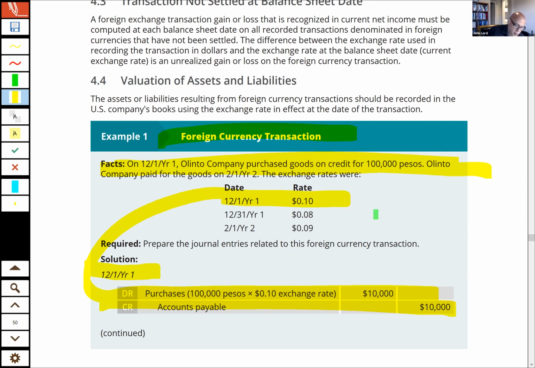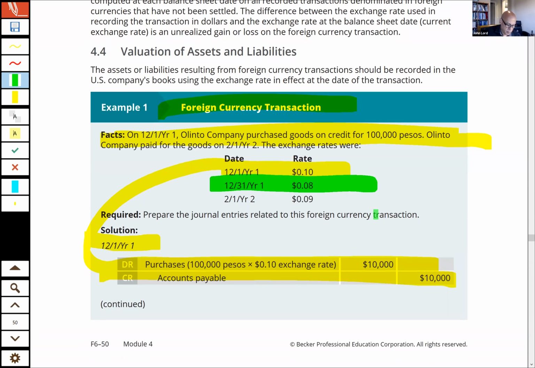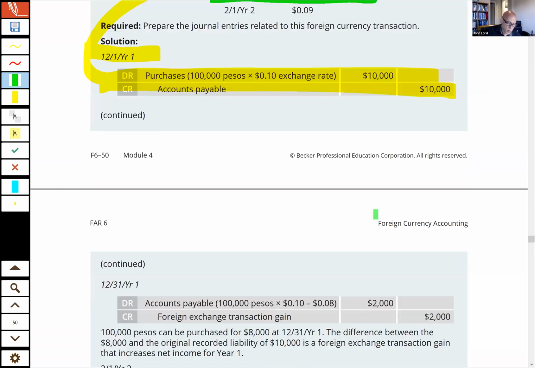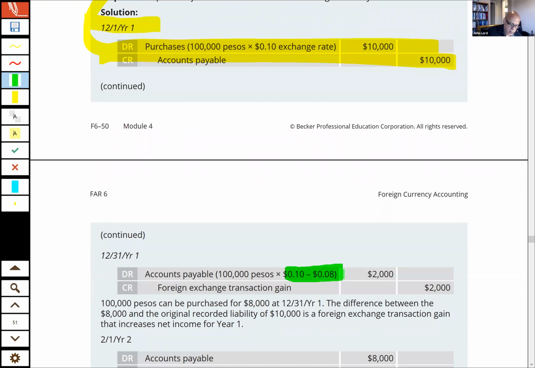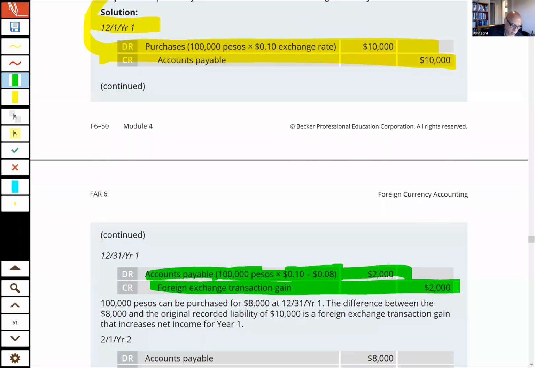Now you notice that by the end of the year, the exchange rates have moved in our favor. Instead of having to give up 10 cents for every peso, I only have to give up 8 cents for every peso. So now we look at the 10 minus the 8. Things have moved 2 cents in our favor times 100,000 pesos. So we don't owe them as much in US dollars anymore by the end of the year. We're not going to pay them until year 2 in February. And we have a transaction gain.